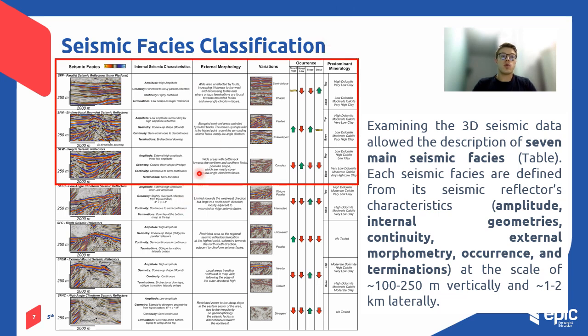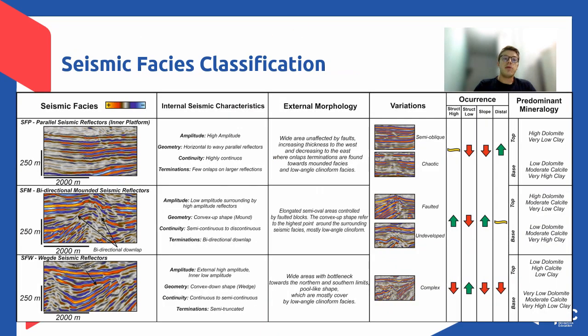On the first step, we are going to take into account the first 3 seismic phases. The parallel seismic reflectors consist of horizontal to sub-horizontal seismic reflectors with high amplitude and really continuous reflectors that are organized in packages of 200 to 300 meters and are identified basinward of the western slope of the carbonate platform.